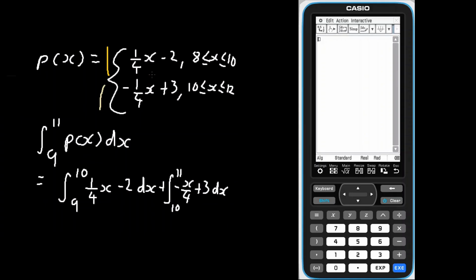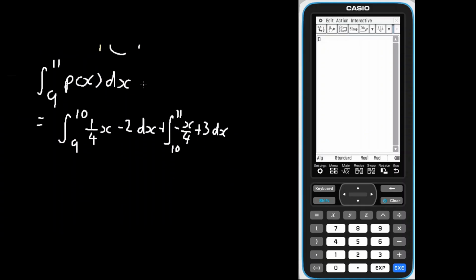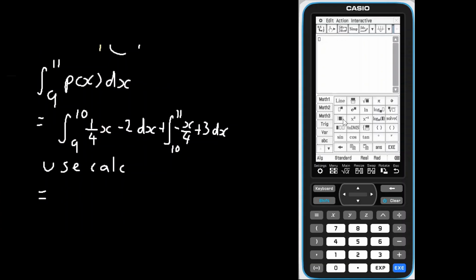Now it's going to be nice and easy because we get the use of a calculator here. So just let the marker know, use calc, and then you can give your final answer. So let's go to our calculator, and we'll open up the keyboard. We'll get our definite integral in Math 2, and we'll go from 9 to 10 of x divided by 4 minus 2 dx.